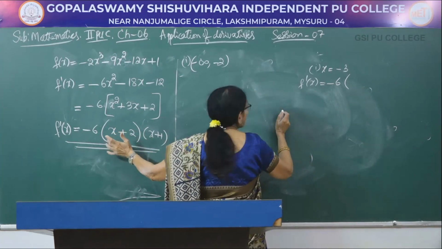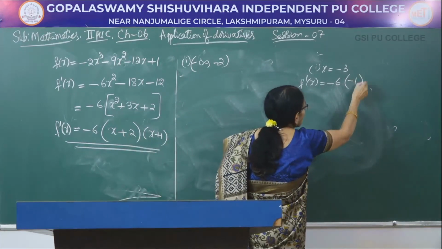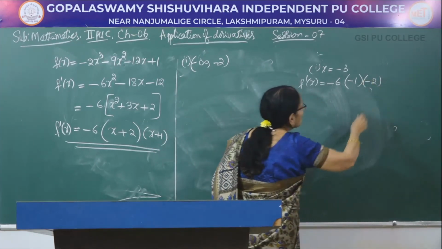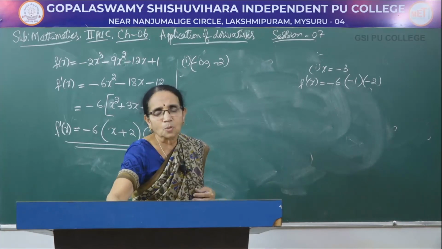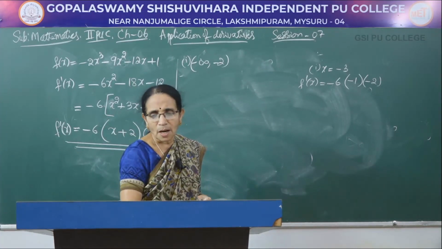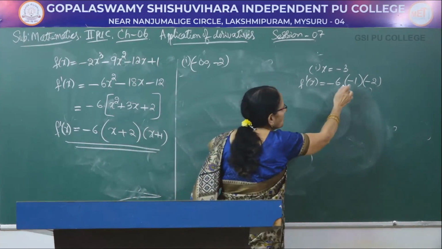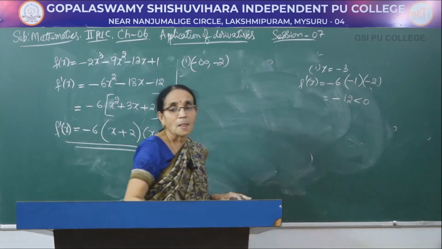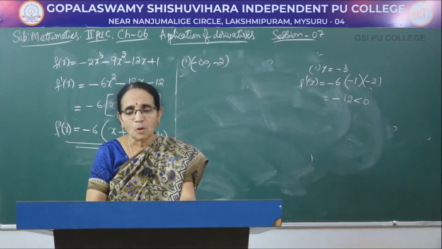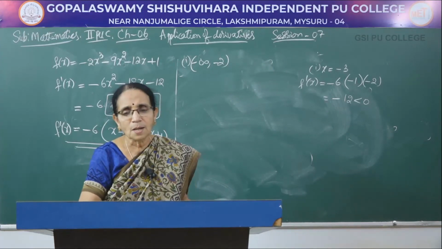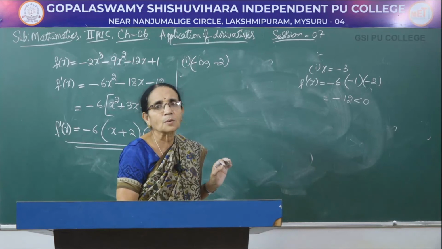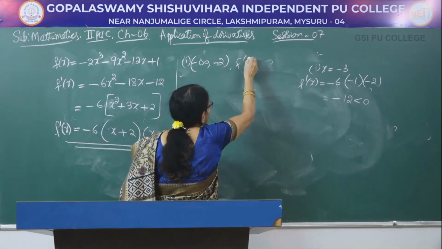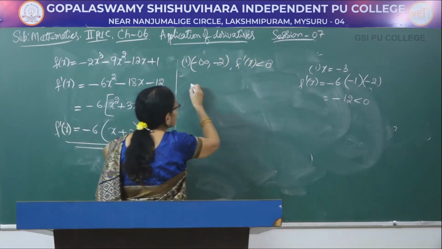Minus 6 into minus 3 plus 2, that is minus 1. Minus 3 plus 1, that is minus 2. So, minus 6 into minus 1 into minus 2, isn't it? So, I got here minus into minus into minus. 6 2s are 12, so minus 12 means it is negative. That means I have got here the first derivative less than 0. Less than 0 means our conclusion is the function is strictly decreasing. Right here f dash x is less than 0.